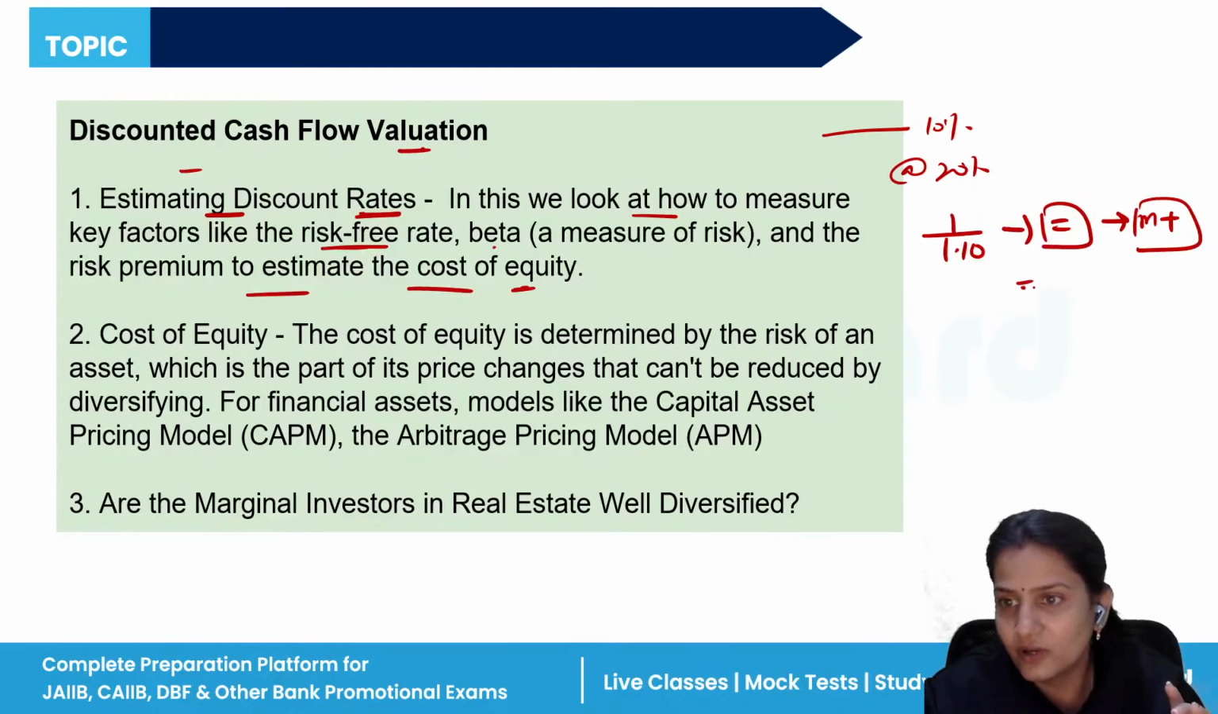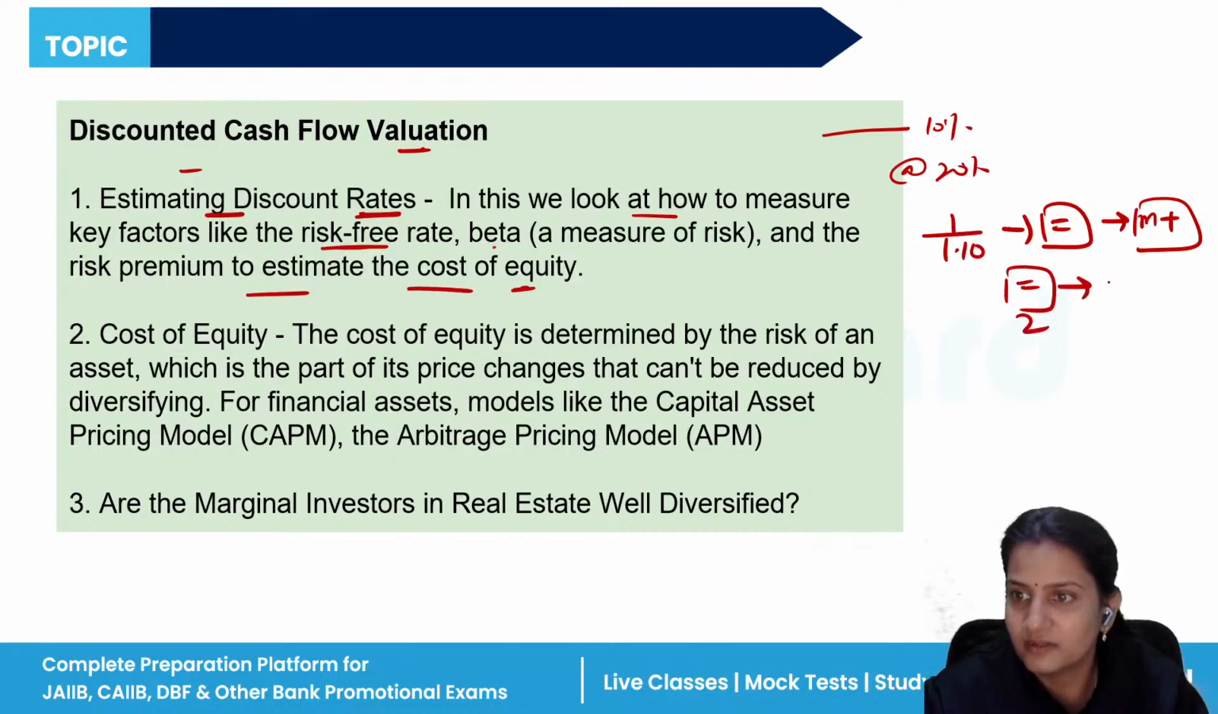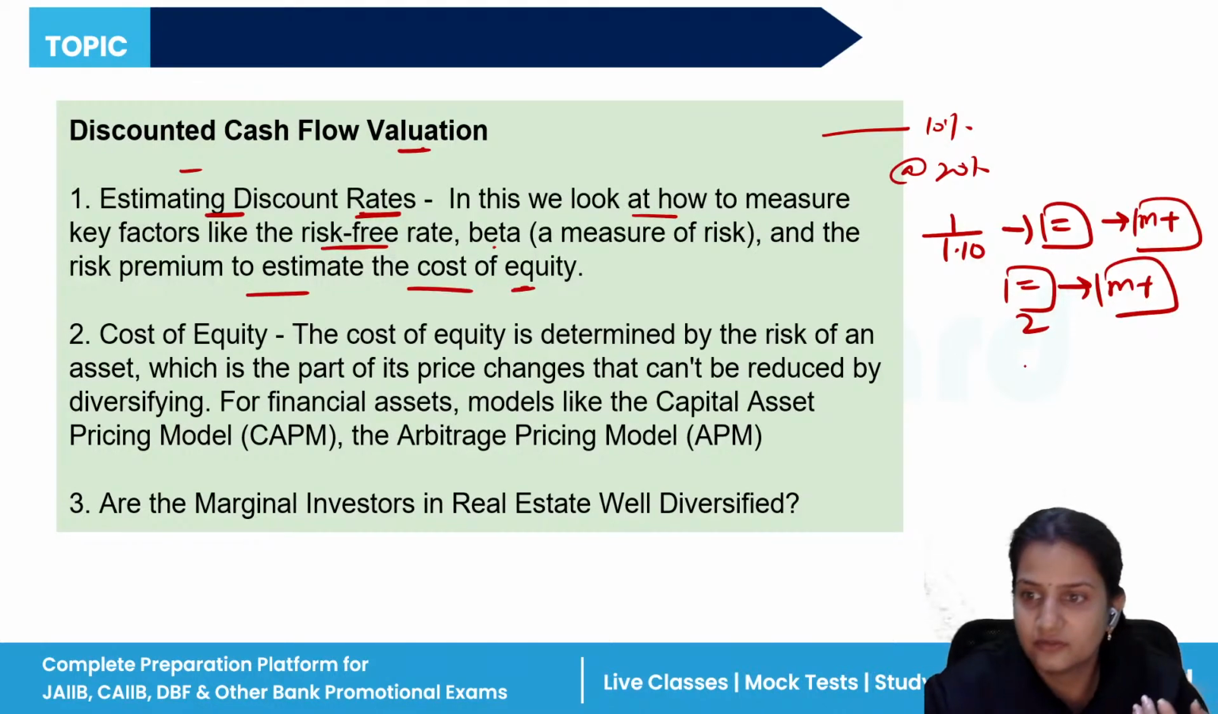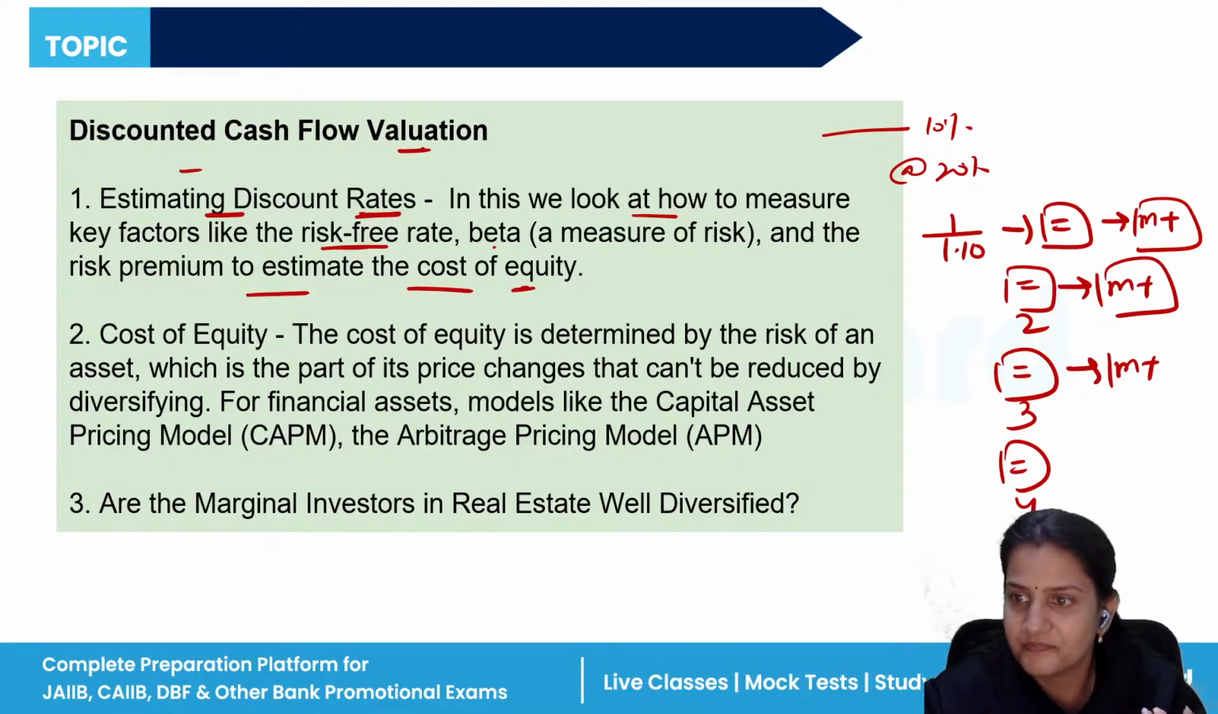Clear? Again do equal to sign. So for the second year, we do equal to 2 times, then M plus. If we have to find the discounting for 5 years, we do equal to sign for 3 years, then equal to sign for 4 years.